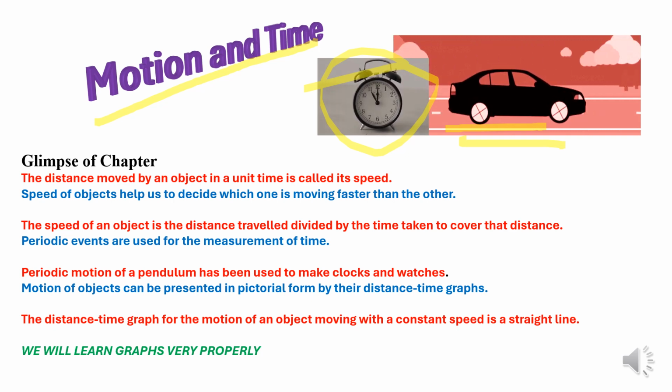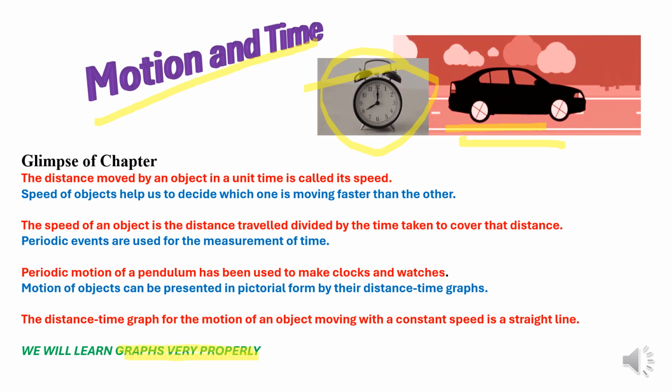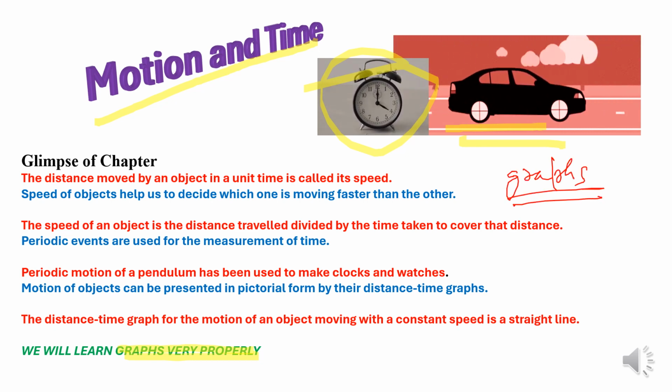We will learn very properly the graphs. Fine, in this chapter graphs are a very important aspect. So we will focus more on these. So one by one, we will analyze types of motion, periodic, regular, all these aspects. Then comes your next chapter of physics from your science book.